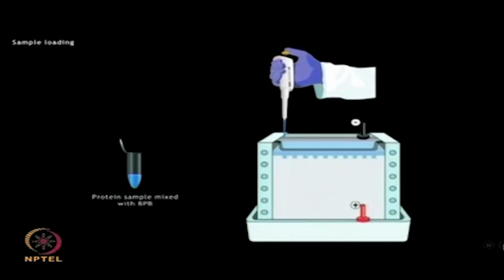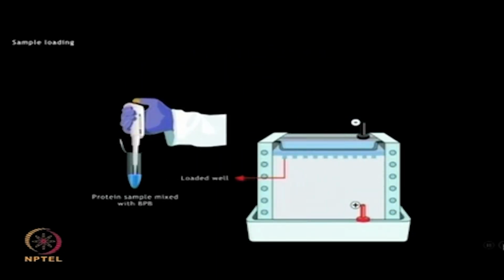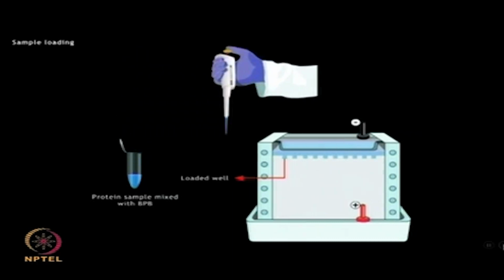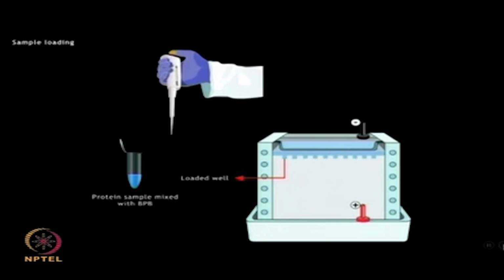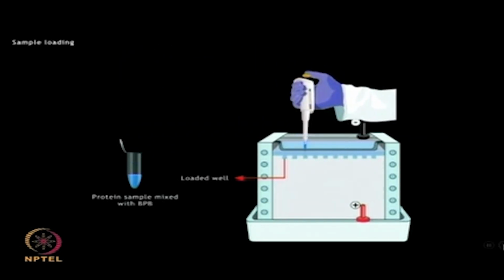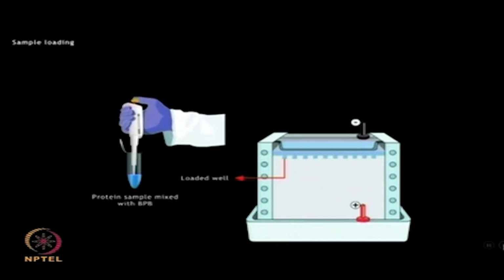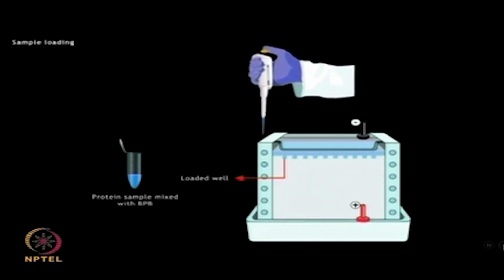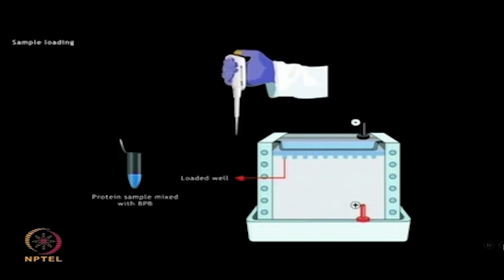The binding of SDS causes the proteins to have a uniform charge to mass ratio, thereby allowing the separation purely on the basis of molecular weight. The protein samples can be loaded on the wells by using a micropipette. As you can see in the animation, you can use different wells to load different types of samples.